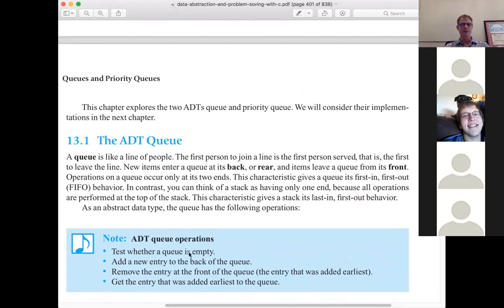Test whether a queue is empty. Add a new entry to the back of the queue. We're going to call that push. Remove an entry from the front of the queue. We're going to call that pop. Get the entry that was added earliest to the queue. That's just kind of a funny way of saying get the entry that is at the front of the queue, right? And so that would be what we called top when we were working with stacks.